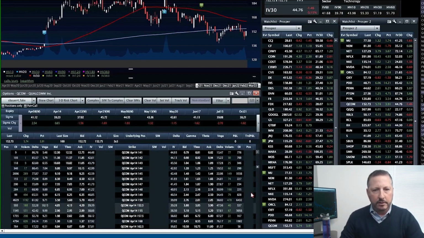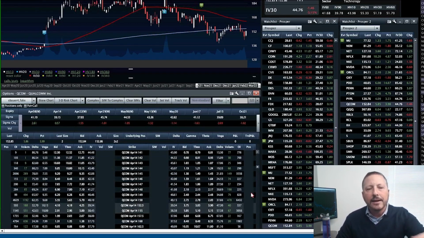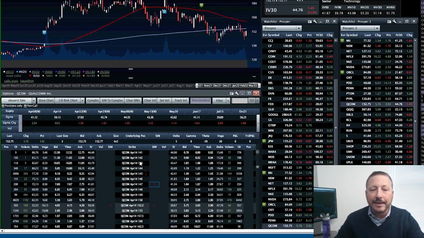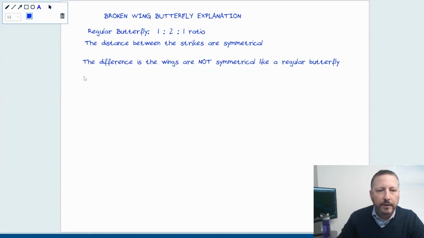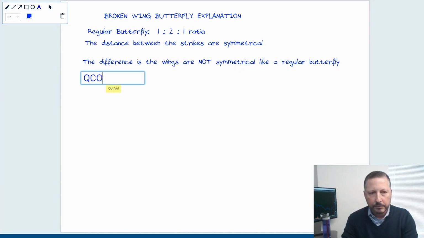So if we look to see the expected move, which is the first thing we always want to do because we always want to get a target as to our short strike, we look at the straddle, adding together the call and the put option of the at-the-money strike at the expiration that we're looking at. We see that it's about $8. So QCOM is trading 152.5, and the expected move to the April 14th expiration is $8.